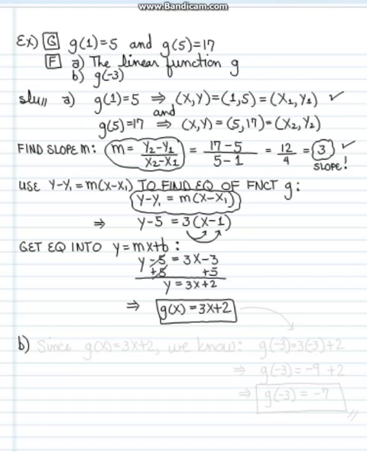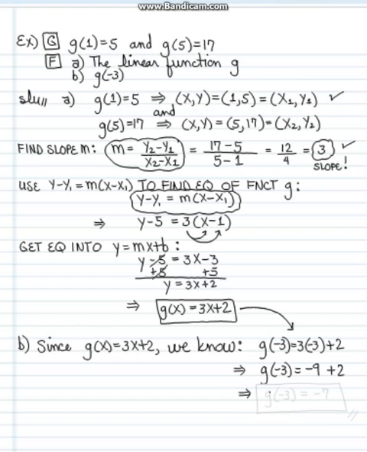Part B said, what is g of negative 3? Well, since g of negative 3 can be found by using g of x equals 3x plus 2, we have g of (negative 3) equals 3 times (negative 3) plus 2. So g of negative 3 equals negative 9 plus 2. g of negative 3 equals negative 7. I got that g of x equals 3x plus 2 for part A, and I used it to answer part B. So the answer is g of negative 3 is equal to negative 7.